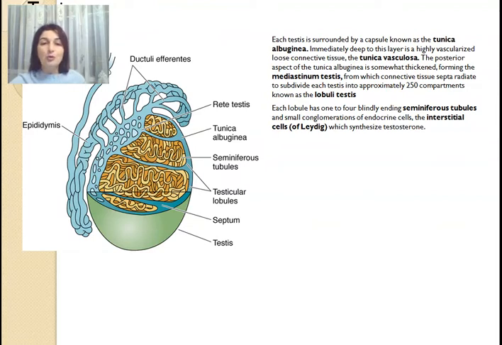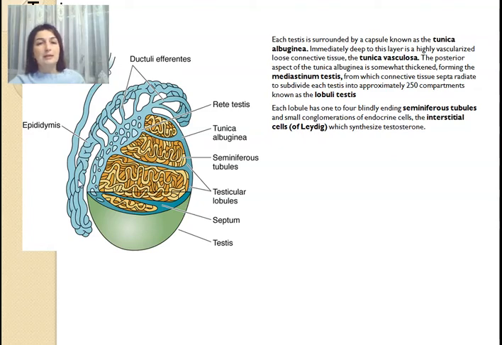Inside each lobule, we have 3 to 4 seminiferous tubules. Seminiferous tubules are the main components of the testis, which produce spermatozoa, the male sexual cells. Then behind each testis we have an additional part which attaches to the testis, and it is the epididymis.